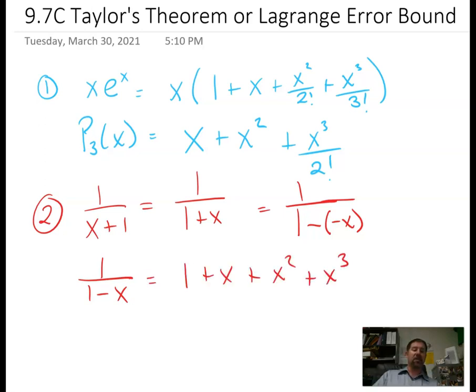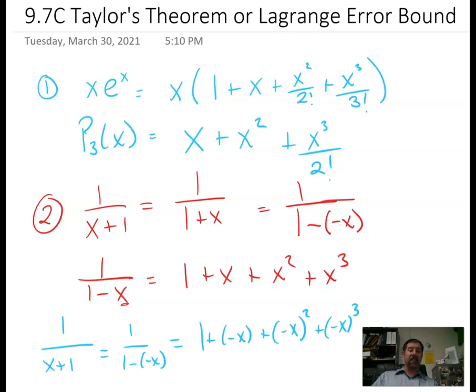Again, if I know that the Maclaurin series for 1 over 1 minus x is that, then with this one, instead of plugging in x, I can substitute in negative x. So this polynomial would be 1 plus negative x plus negative x squared plus negative x cubed. Or if I simplify that, I basically get a little alternating series going on here. All right. So all these are just different, easier ways, cooler ways, kind of a neat trick that we have to more easily write a lot of our Taylor polynomials.